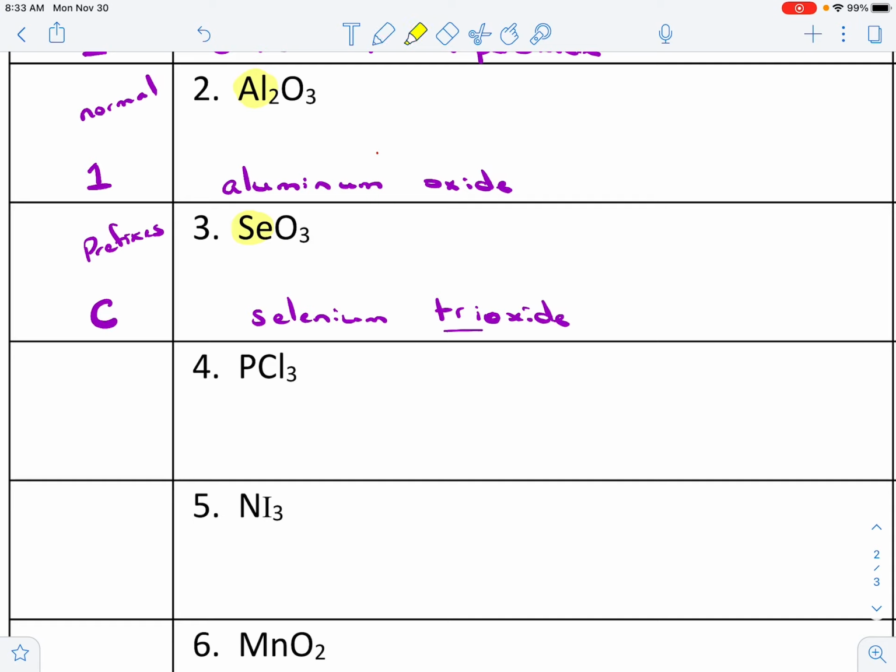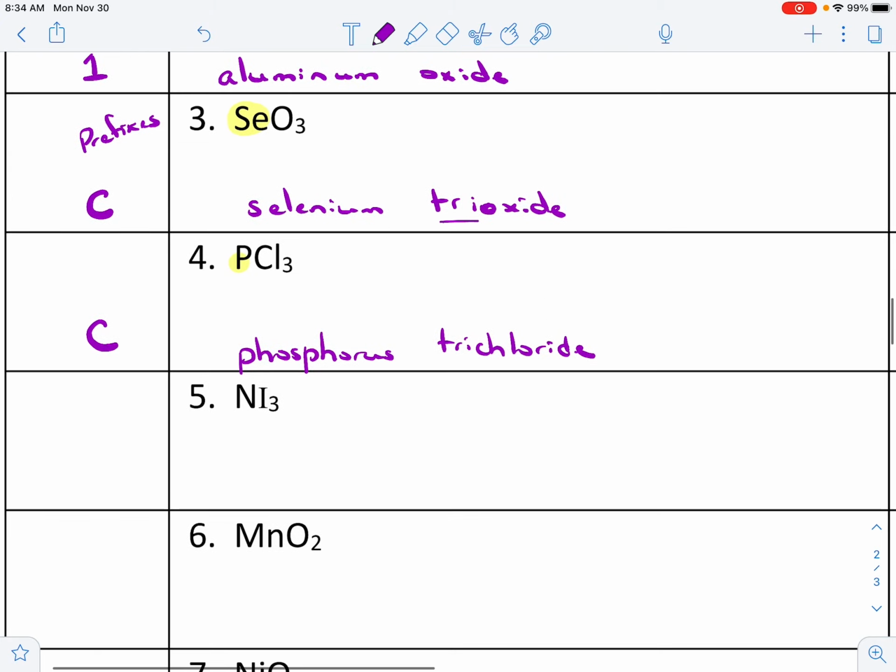Awesome. Let's keep rolling. Okay, so we got P. Find P. There it is. It is covalent, which means we need prefixes. So we're going to say phosphorus tri, because we have 3 chlorides. Remember, we don't put mono on the first one. Okay, so let's keep rolling.